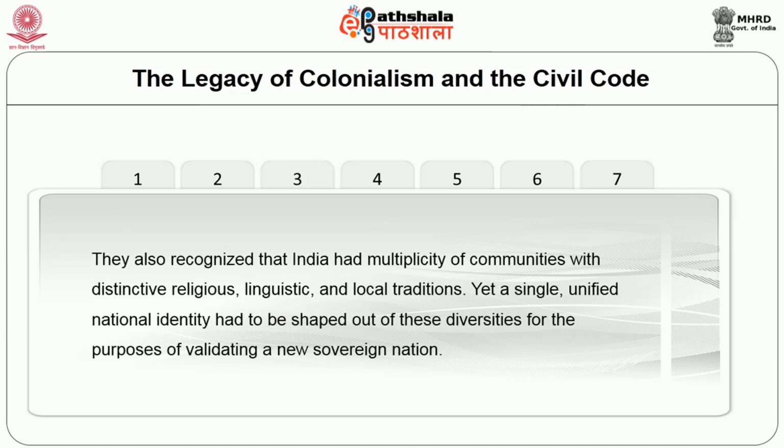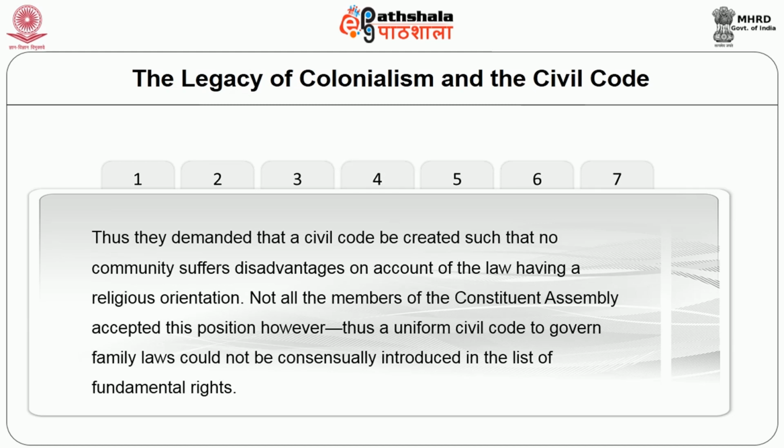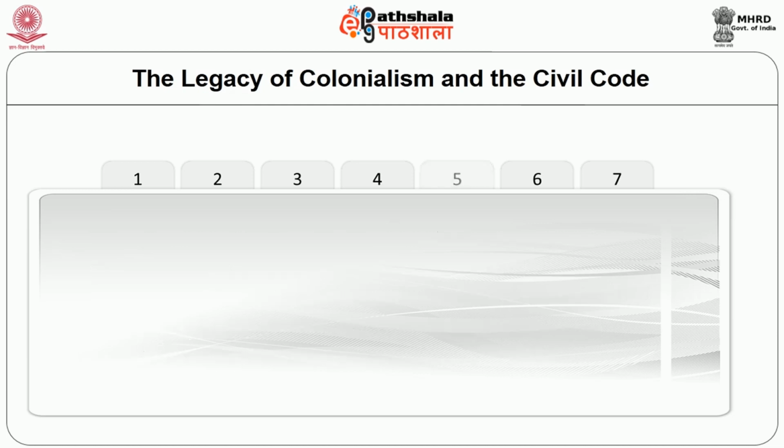They also recognized that India had a multiplicity of communities with distinctive religious, linguistic and local traditions. Yet a unified single national identity had to be shaped out of these diversities for the purposes of validating a new sovereign nation. Thus, they demanded that a civil code be created such that no community suffers disadvantage on account of the law having a religious orientation. Not all members of the Constituent Assembly accepted this position, however. Thus, a uniform civil code to govern family laws could not be consensually introduced in the first list of the fundamental rights.